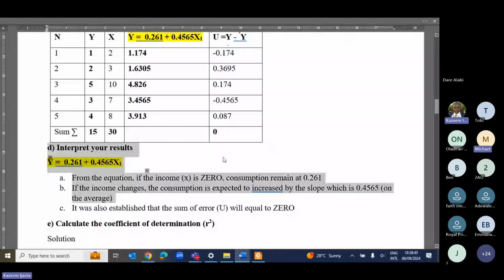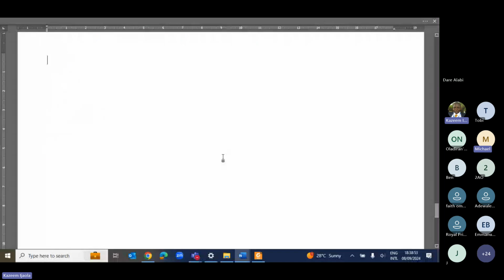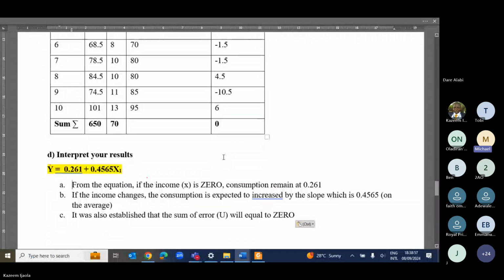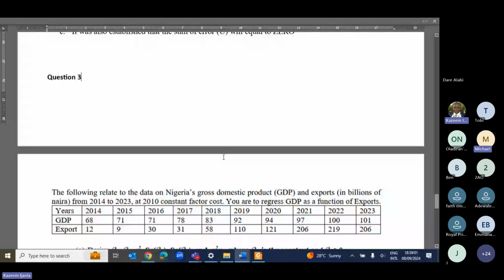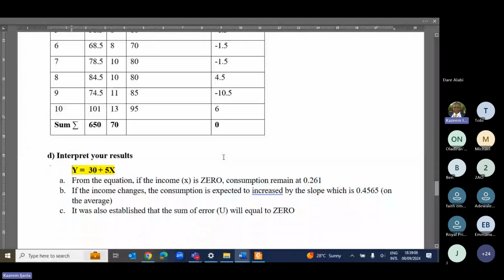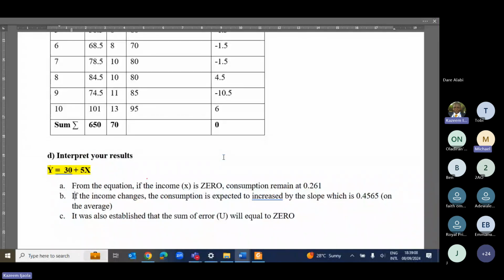D, interpret your results. So our equation is y is what? Our equation is y is 30. So I will say that from the equation, when x is 0, y is 30. And if x increases, y will increase by 5. So everything is the same, right? By 5. So that's just the interpretation that we have to do.